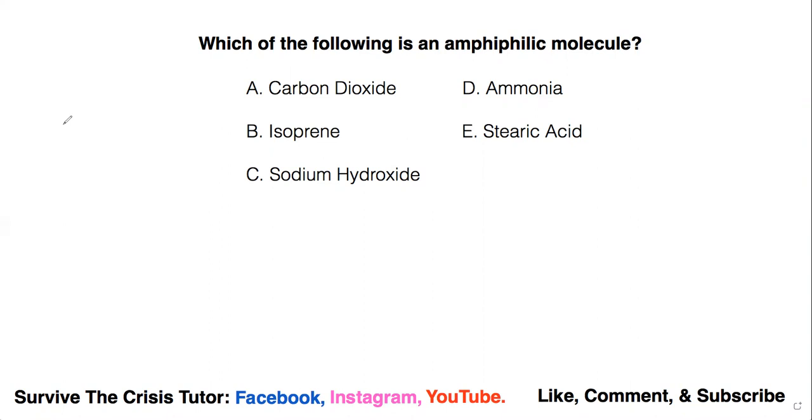Fantastic. So let's go ahead and break this down. So step one is, of course, to understand what is an amphiphilic molecule. An amphiphilic molecule is a molecule that possesses both a polar as well as a non-polar region. So the single molecule has a polar region and a non-polar region both.